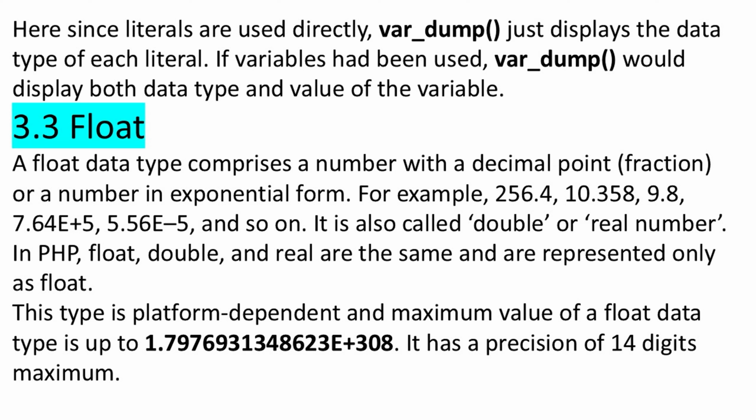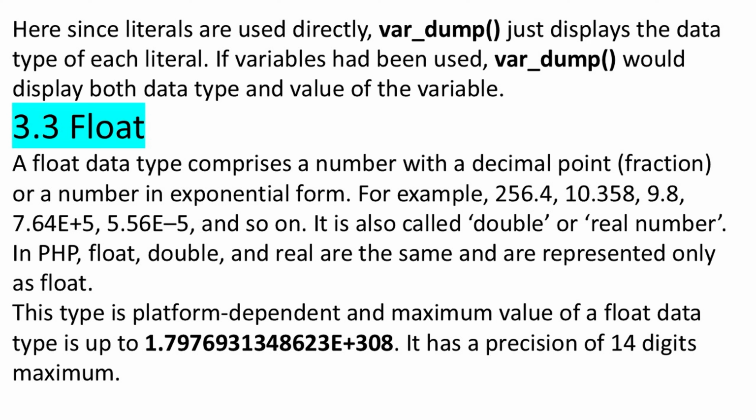In PHP, the terms float, double, and real all refer to the same thing. They represent numbers that include fractional or decimal parts. So even though you might see different names in other programming languages, in PHP they are all treated as float values. The float data type is platform dependent, which means the range and precision can slightly vary depending on whether PHP is running on a 32-bit or 64-bit system.